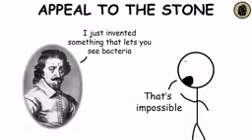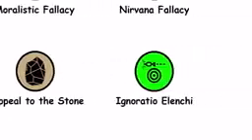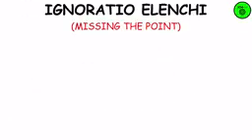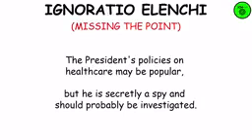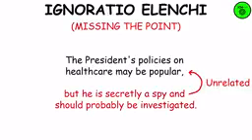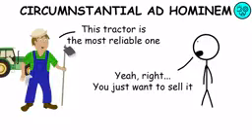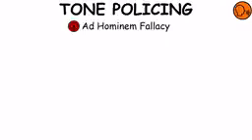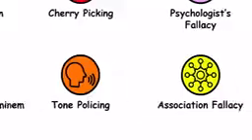Appeal to the stone. It happens when a dismissal is made by stating or reiterating that the argument is absurd without providing further argumentation. Ignoratio elenchi. Ignoratio elenchi, also called missing the point, is the fallacy of presenting an argument that may or may not be logically valid and sound, but whose conclusion fails to address the issue in question. Circumstantial ad hominem. Stating that the arguer's personal interest in advancing a conclusion means that their conclusion is wrong. Tone policing, an ad hominem fallacy that focuses on the emotion behind a message rather than the message itself as a discrediting tactic.